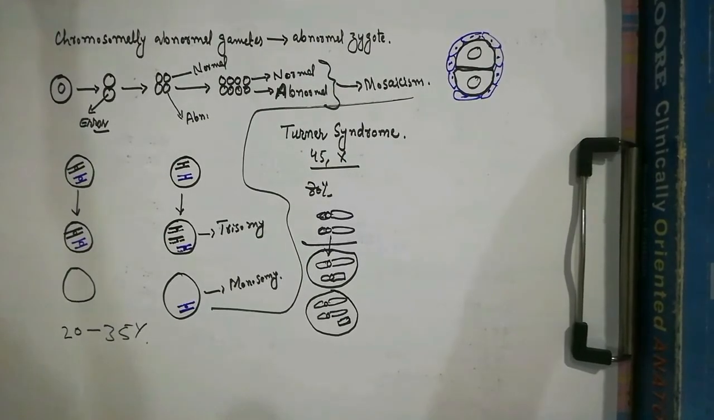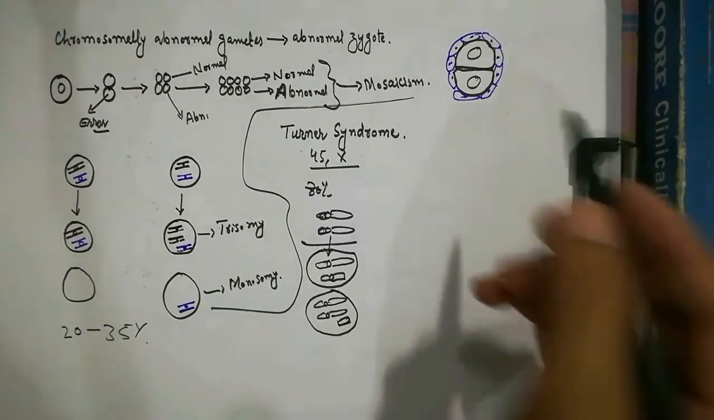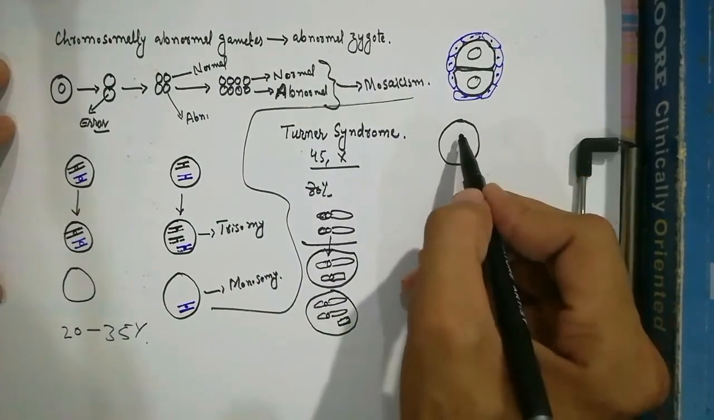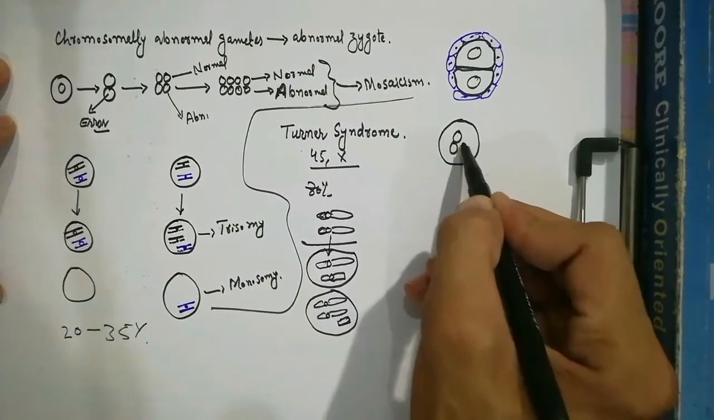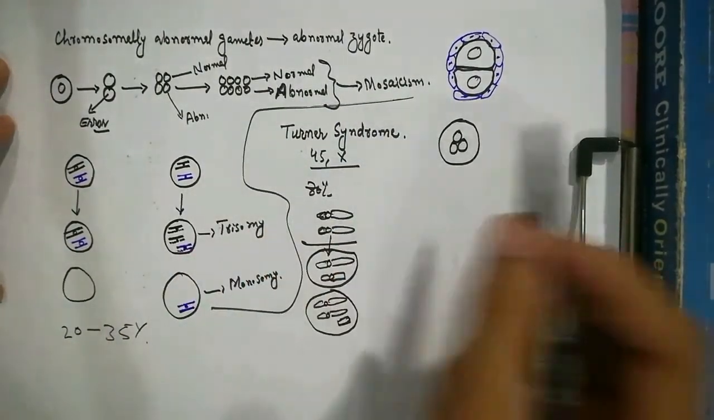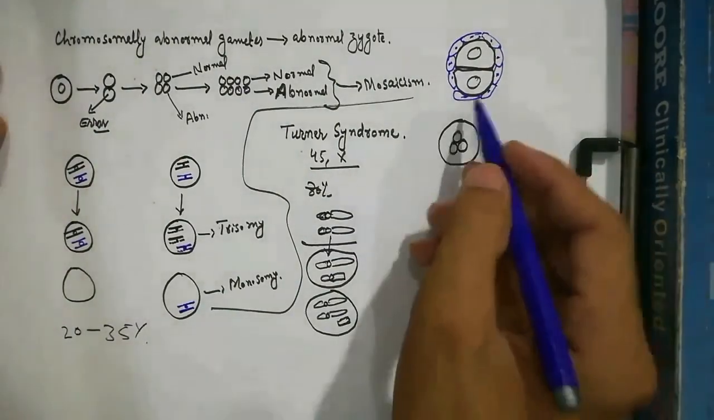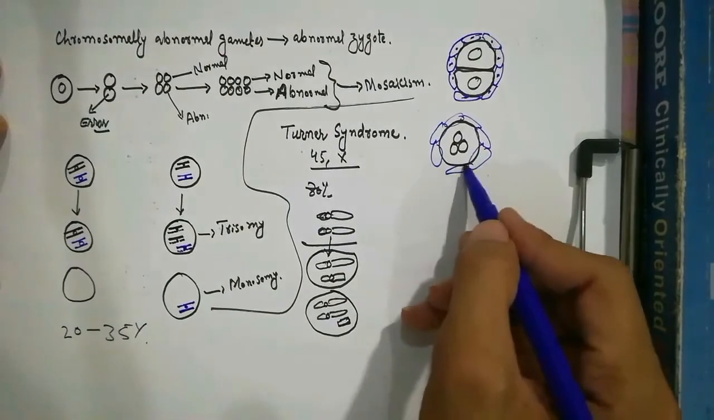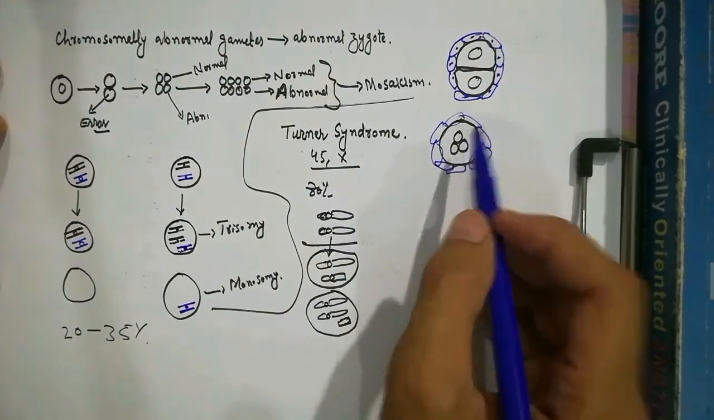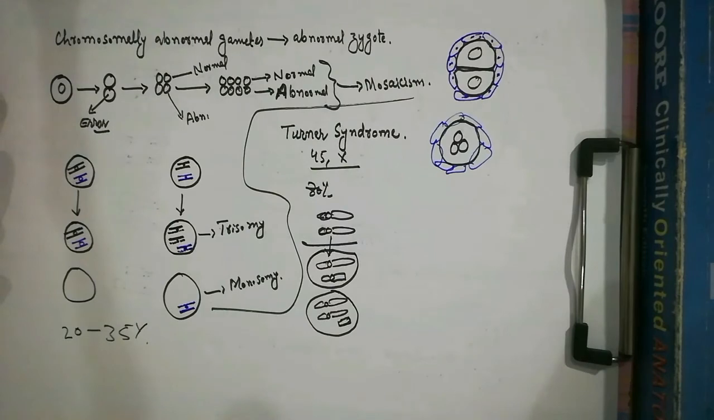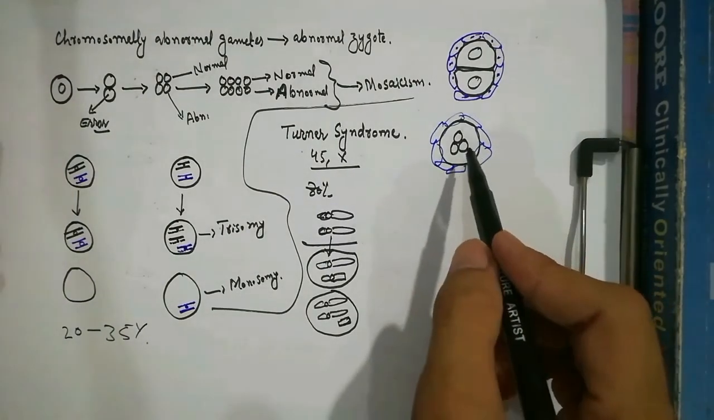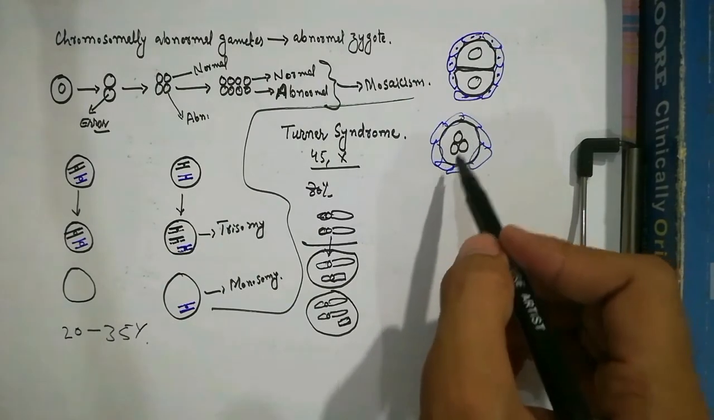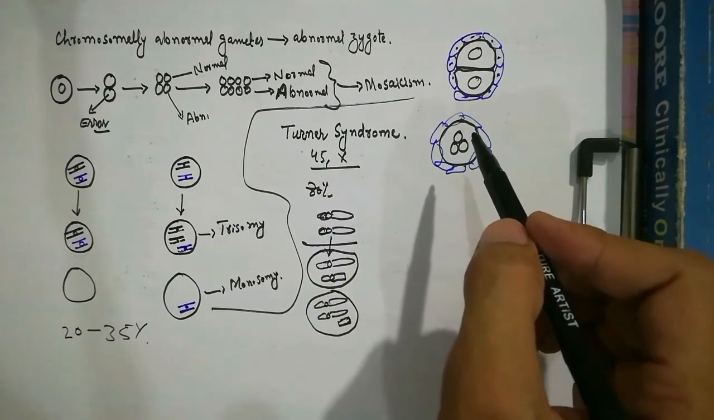Sometimes one primary oocyte contains two or more nuclei. This is the primary oocyte. It contains two or more nuclei, and it is similarly surrounded by follicular cells. This type of primary oocyte which contains more than one nucleus usually dies before it reaches full maturity.